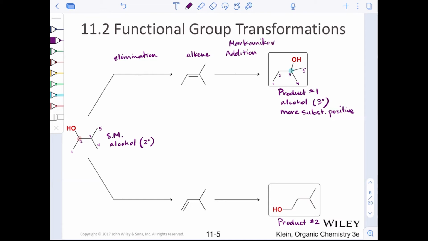addition. If you ever see me write Mark addition, don't be like, who's Mark? What's he doing? Who's he in OChem? I don't know. Markovnikov. All right. It just takes a very long time to write that beautiful Russian name.